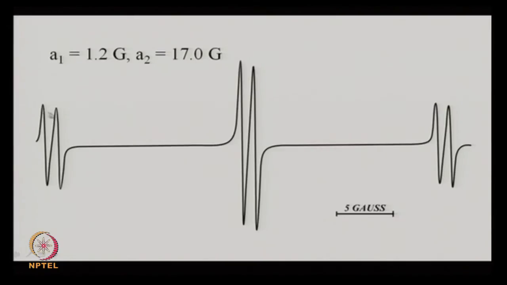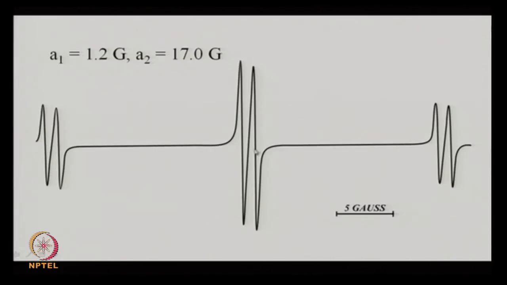If you look very carefully, the height of this is not matching with this height here. This is slightly lower than this one. And at the bottom, this is slightly lower than this one. The same is true for all the lines. It means that there is a partial overlap of the intensity coming from this line with the line here.